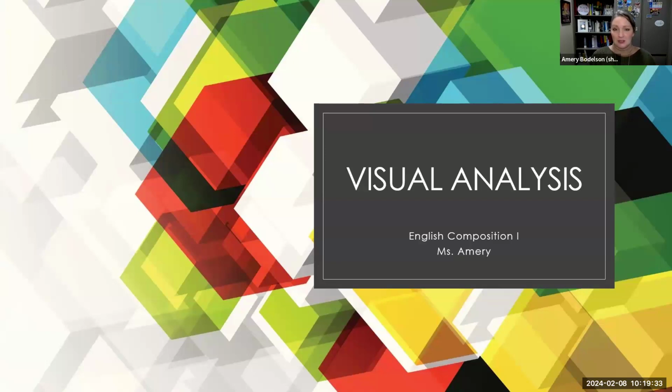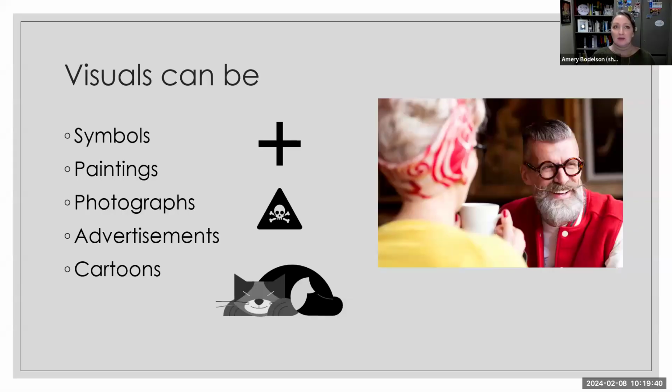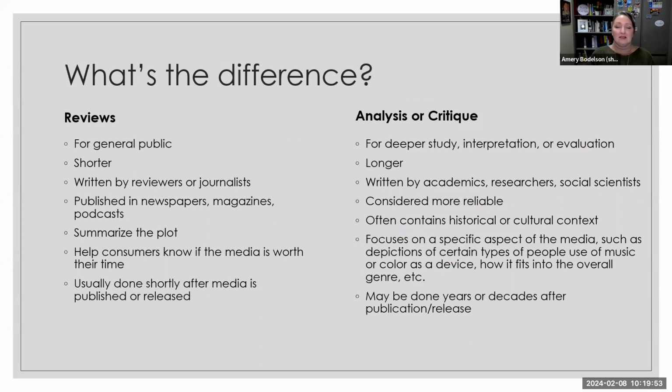So when we're talking about visual analysis, we're talking about things that we can see, that we can analyze. So things like movies, music videos, works of art, photographs, advertisements, cartoons. All of these things could be aspects that you choose to analyze for essay number 2. And when you do an analysis, you want to not just simply review or summarize what's happening in the advertisement or in the movie. Most people can find that information easily.